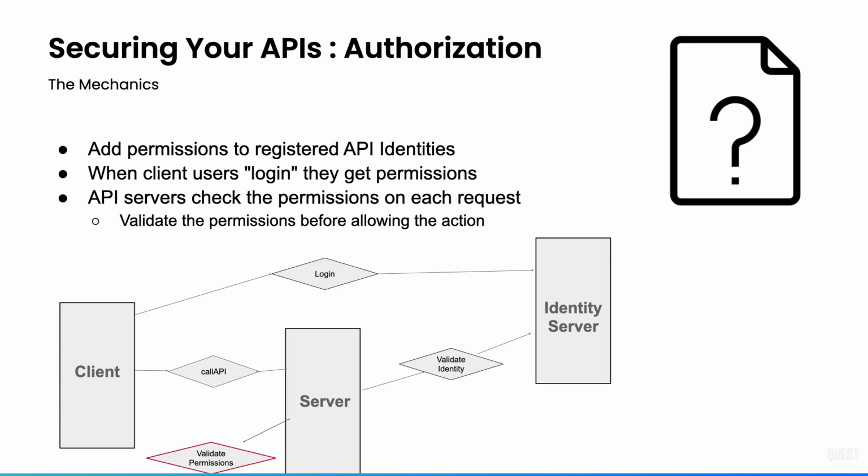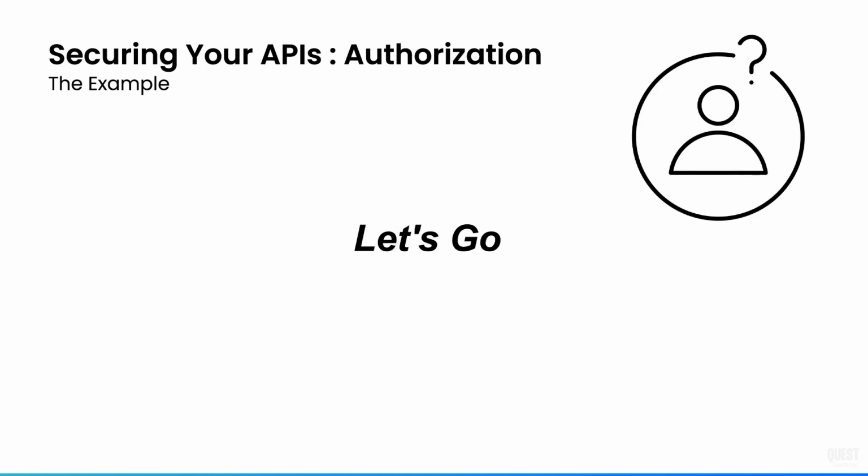Now, sometimes that check can be done directly in the token. Sometimes that token points to a claim. We'll use the simple direct token access for our example. So let's see how that works, adding permissions to our working example.